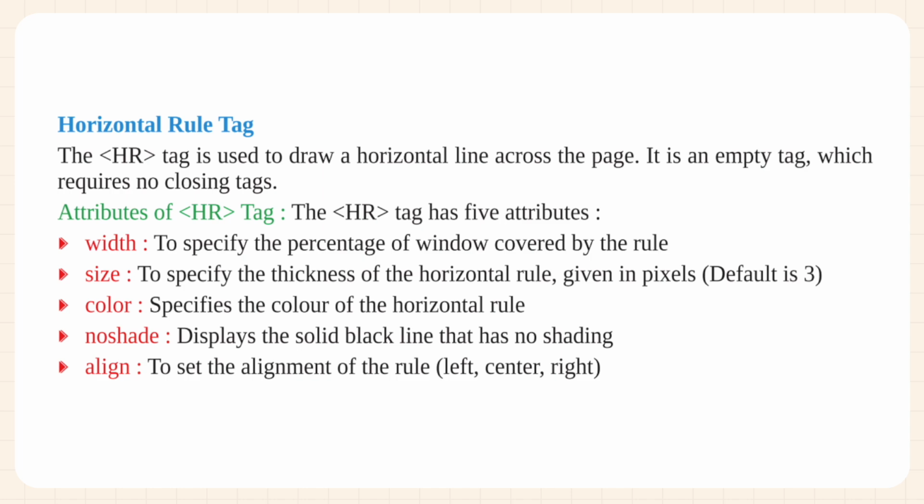Horizontal rule tag. The HR tag is used to draw a horizontal line across the page. It is an empty tag, which requires no closing tag. Attributes of the HR tag. The HR tag has 5 attributes. Width, to specify the percentage of the window covered by the rule. Size, to specify the thickness of the horizontal rule, given in pixels, default is 3. Color, specifies the color of the horizontal rule. Noshade, displays a solid black line that has no shading. Align, to set the alignment of the rule: left, center, right.